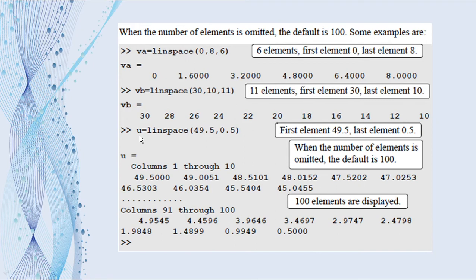So u is displayed as column 1 through 10 and so on. In the first column you will have 49.5 as the first term. The next terms are calculated by MATLAB, because you need to have 100 elements. The first term is 49.5, the last term is 0.5. MATLAB calculates the first column, which is given here, and the last column is given here. See, column 1 will look like this, column 9 will look like this. So this is how it will be.